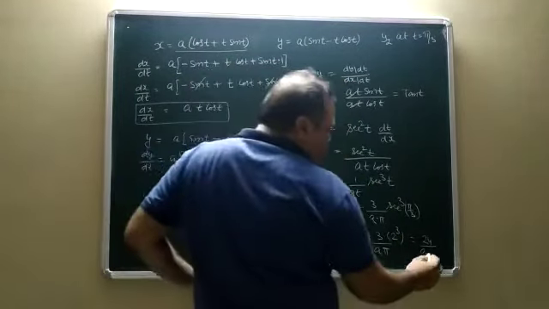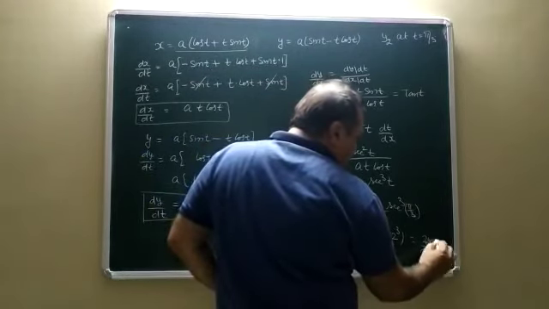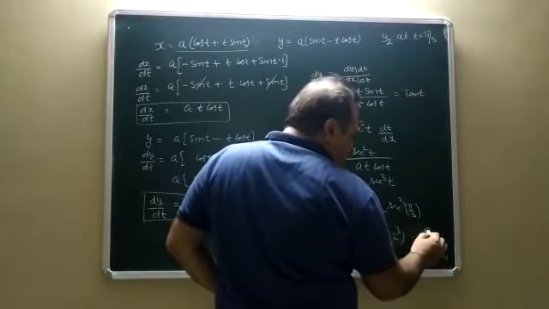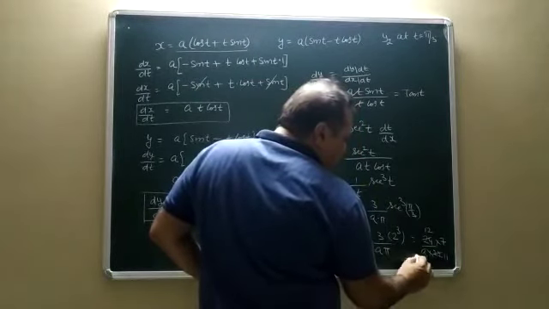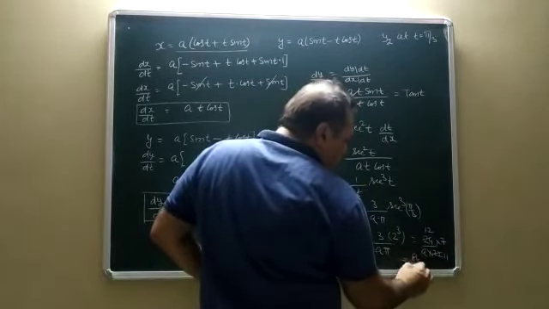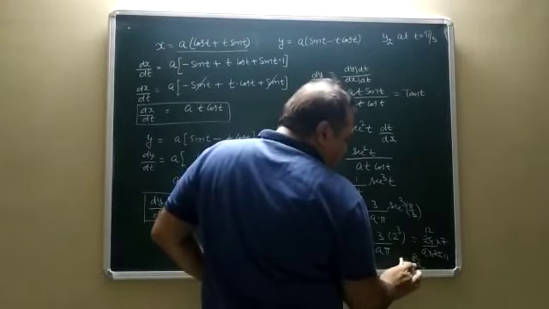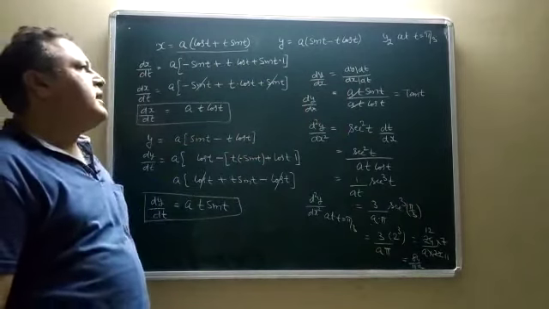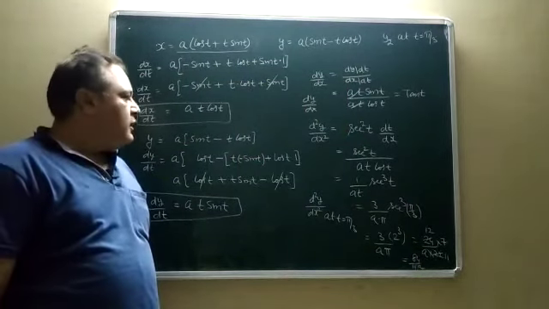If you want to substitute the value of pi, you can use 22 by 7. After simplification, it is 12 upon 11. So your answer is 84 by 11a. So this is the derivative of a parametric function, especially the higher order derivative.